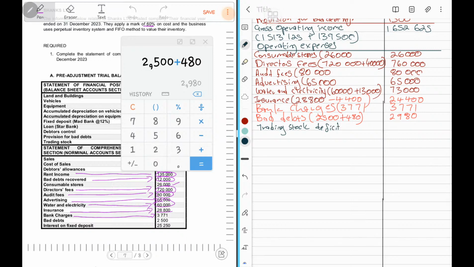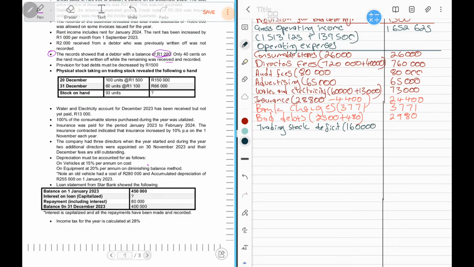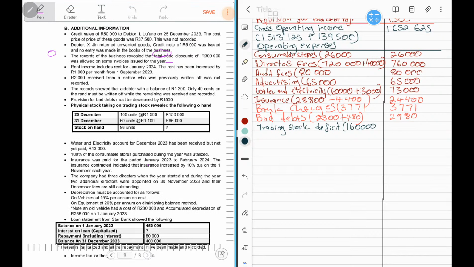Now for trading stock deficit, we're going to open the bracket. Then here we're going to start by plugging the amount from the trial balance, which is how much? 160,000. So we're going to say 160,000. Then next up, we're going to refer to the cost price of those goods that were sold and returned. So remember, each time there is a sale, then obviously trading stock will decrease. So we're going to subtract how much? We're going to subtract 37,500.